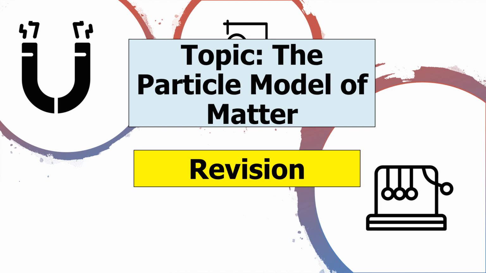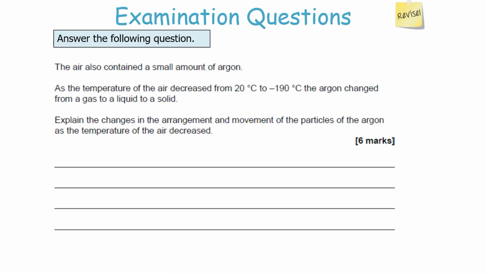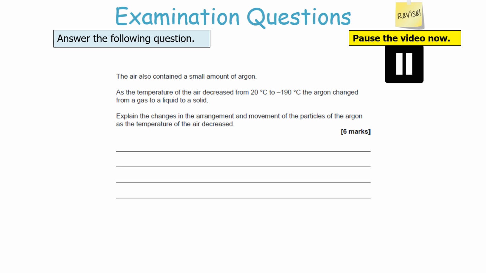We're now going to look at questions for the particle model of matter, and we're going to focus on topics which will be present on the 2022 examination this year. So the first question says, the air also contained a small amount of argon. As the temperature of air decreased from 20 degrees to minus 190 degrees Celsius, the argon changed from a gas to a liquid to a solid. Explain the changes in the arrangements and the movement of the particles of argon as the temperature of the air decreased. So pause your video now, then unpause the video when you want to go through your answer.